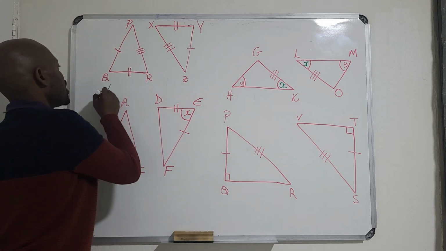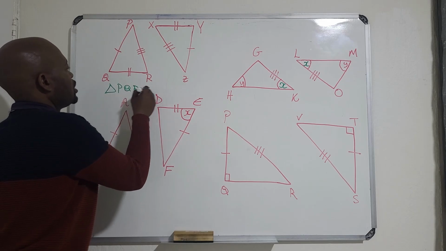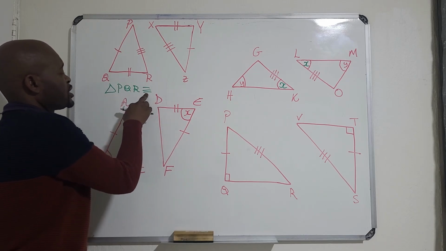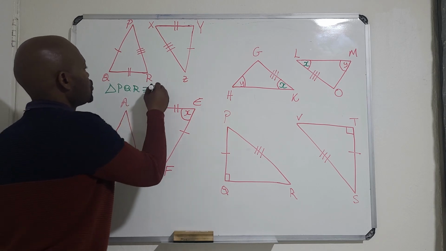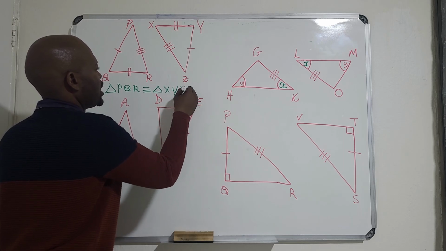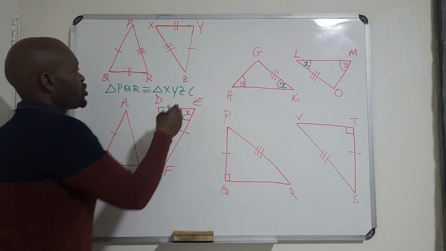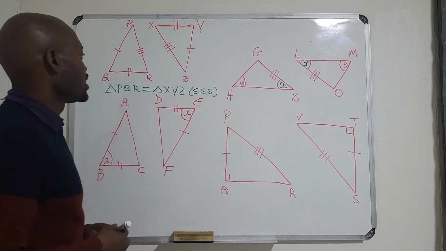We say triangle PQR is congruent, and this is the sign of congruency, to triangle XYZ. Why is that? Because the three sides are equal: side, side, side.